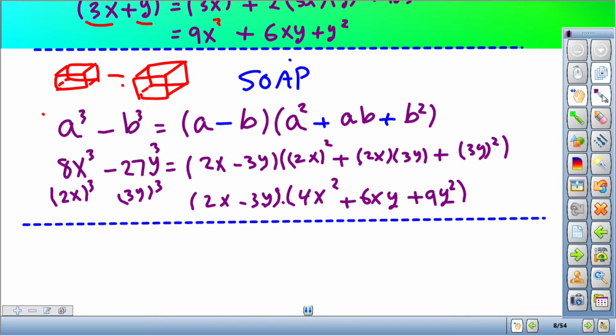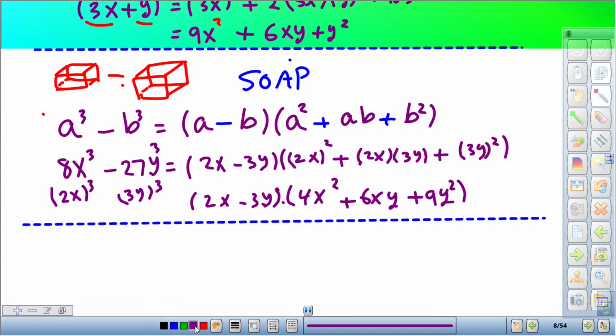Okay, do we have sum of cubes? Yep, there is another one that's called sum of cubes. Basically, you have 2 cubes, but you're summing them up. You're adding them. Plus another cube. Sum of cubes.